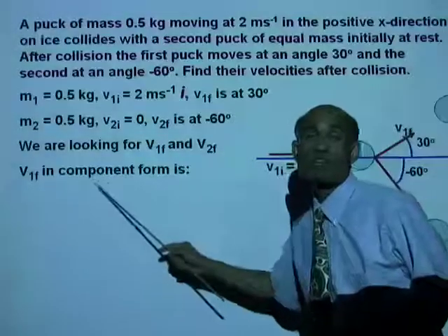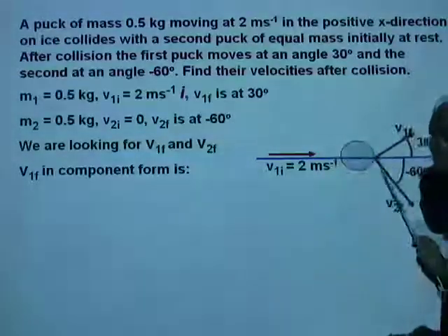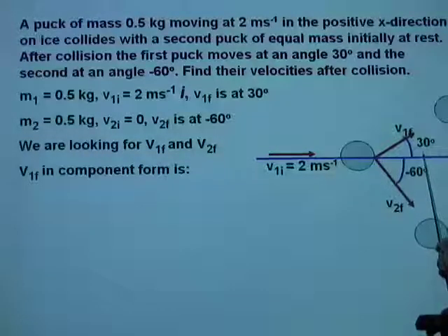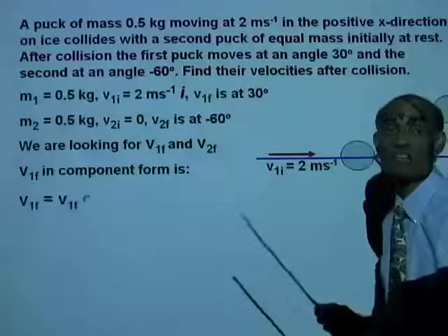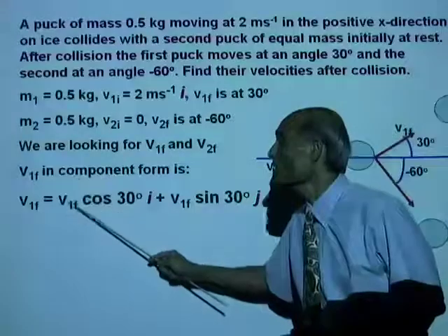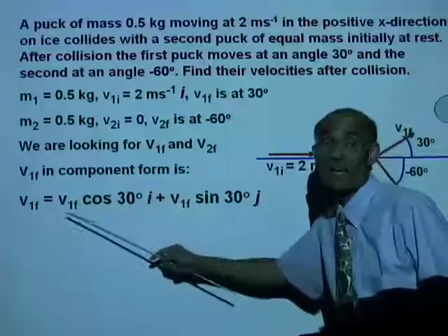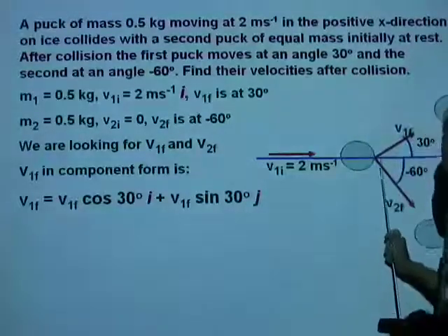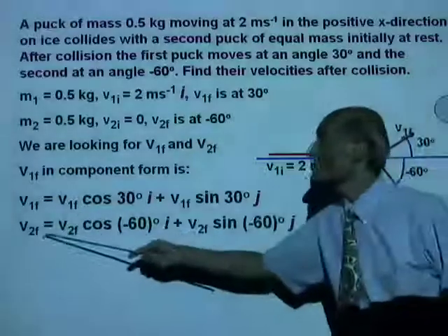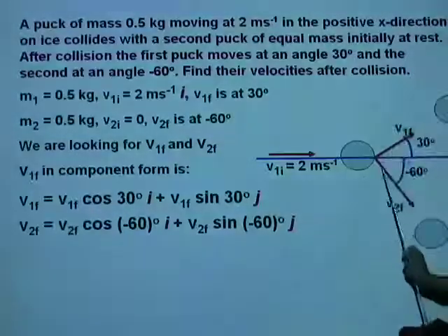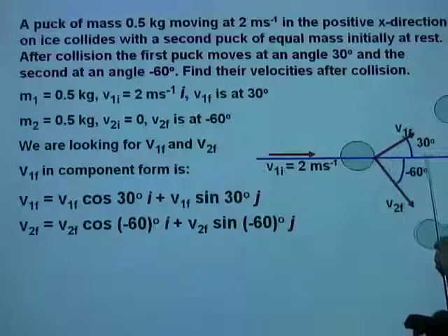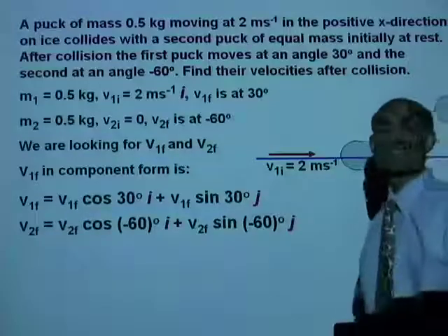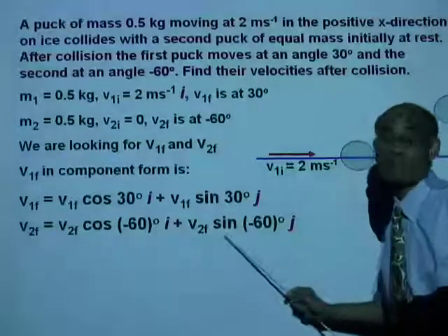Let's write V1F in the component form. How do you write V1F in the component form? It will be V1F cos 30 i plus V1F sine 30 j. So V1F is V1F cos 30 degrees i, its x component, and V1F sine 30 j, its y component. Similarly, V2F is V2F cos negative 60 degrees i plus V2F sine negative 60 degrees j, the x component, the y component.